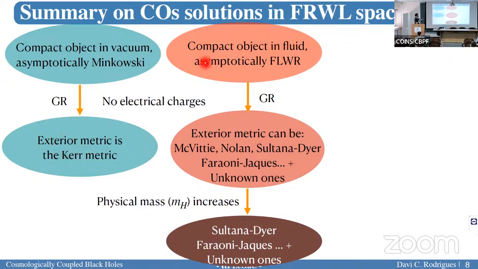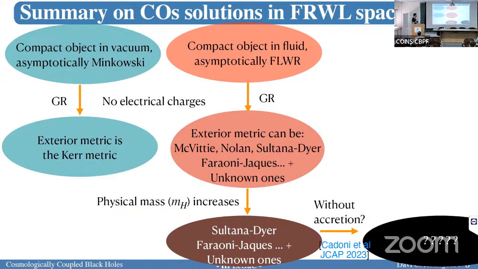If you are in GR also, but with a compact object in a fluid, which is asymptotically Friedmann-Lemaître-Robertson-Walker, the exterior metric can be McVittie, can be Nolan, can be Sultana-Dyer, can be Faraoni-Jacques, another one, and several others, both known and unknown. There's no theorem about uniqueness here. If you also have that the physical mass increases, then you have a subset of this, and then you have the Sultana-Dyer solution, Faraoni-Jacques, and other ones.